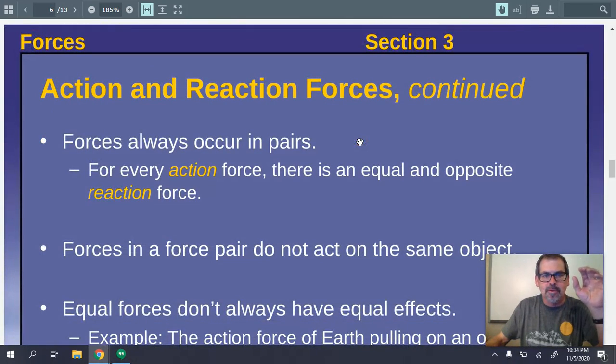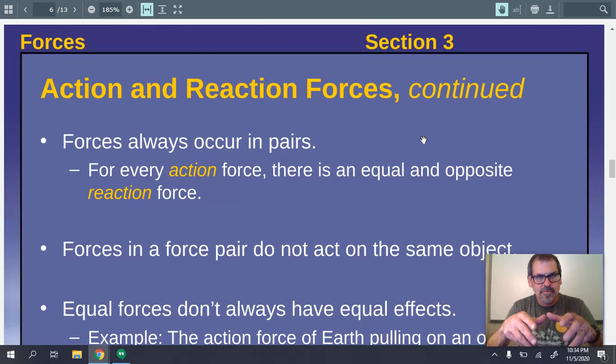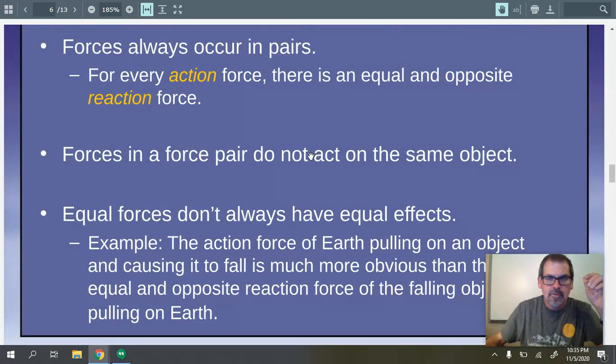All right, so action and reaction forces. Forces always occur in pairs, right? So there's never a force that's isolated. You can't have a force acting and not have another force be involved, right? So for every action force, there's an equal and opposite reaction force, right? But forces in a force pair do not act on the same object.